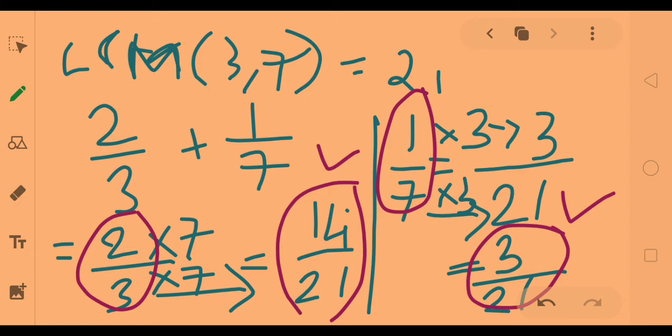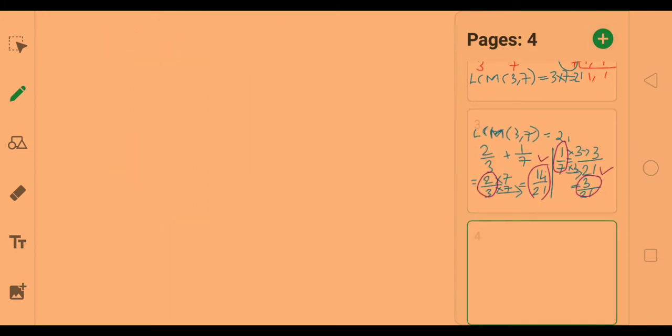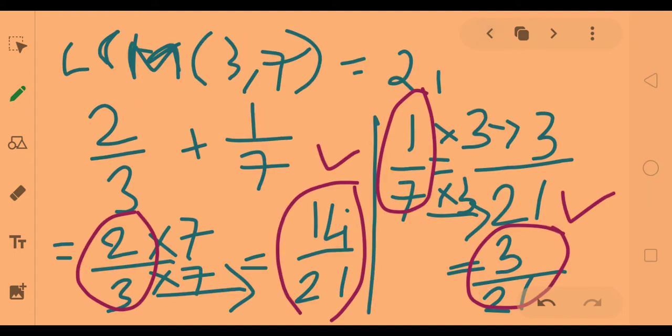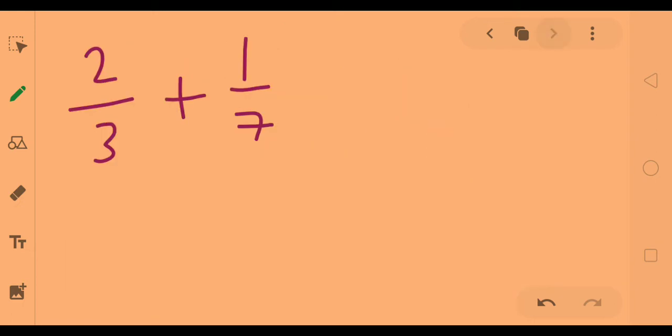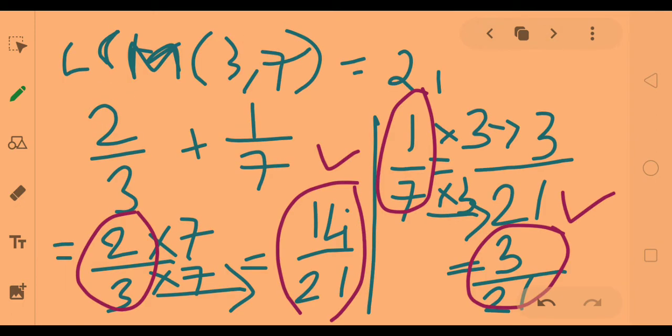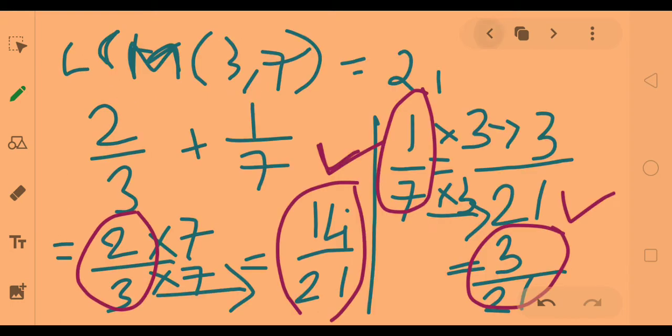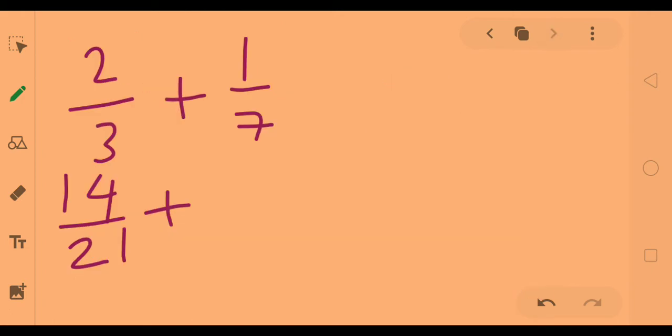So let us see how to solve it. See here, 2 by 3 plus 1 by 7 is our problem. For that, in place of 2 by 3 we replace 14 by 21, plus, in place of 1 by 7, what did we get as the equivalent fraction? That is 3 by 21. So we replace it as 3 by 21.